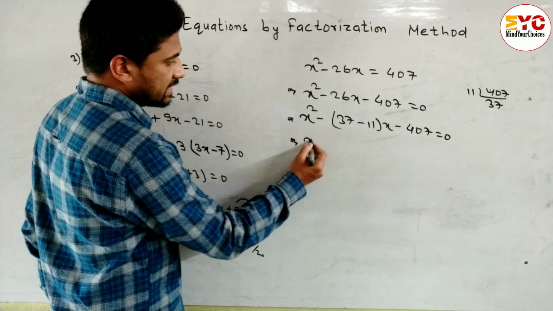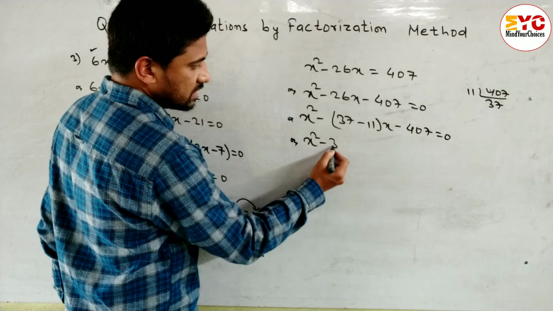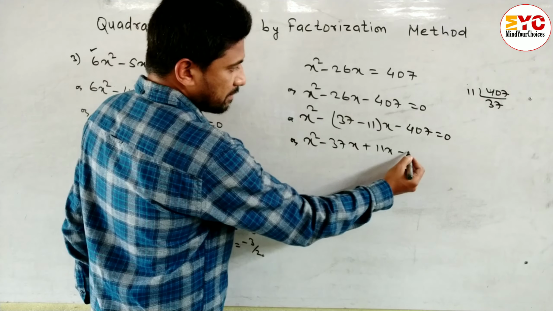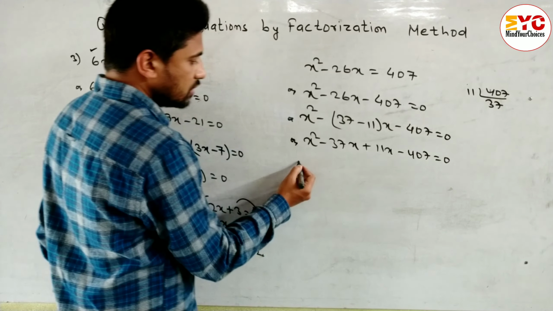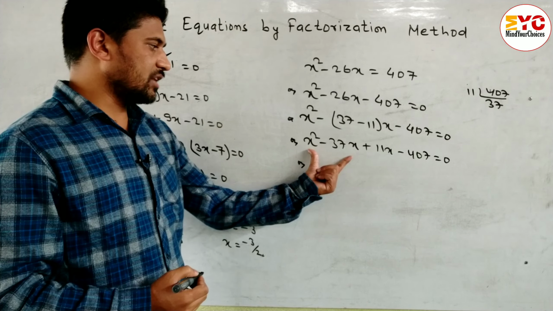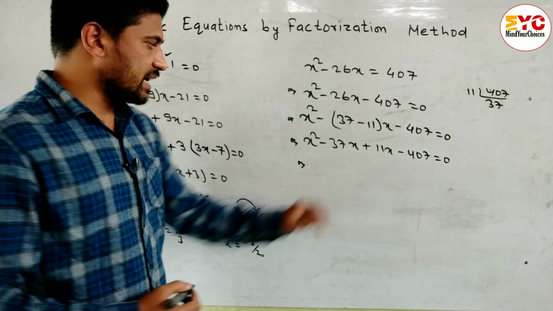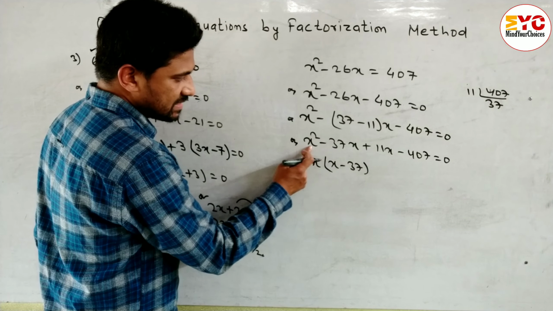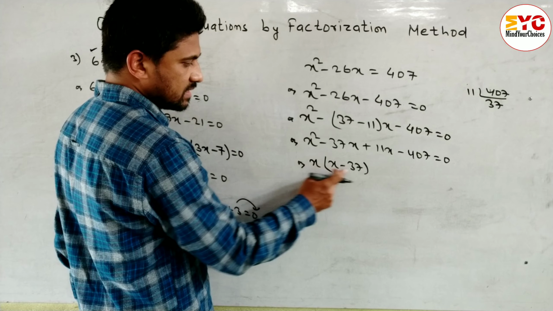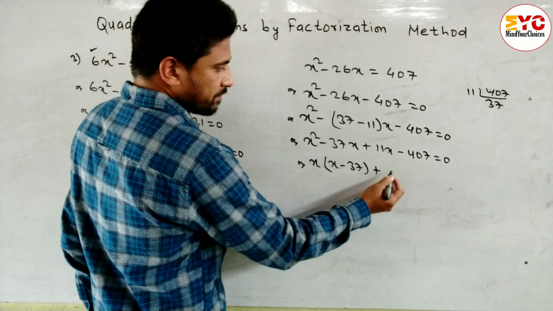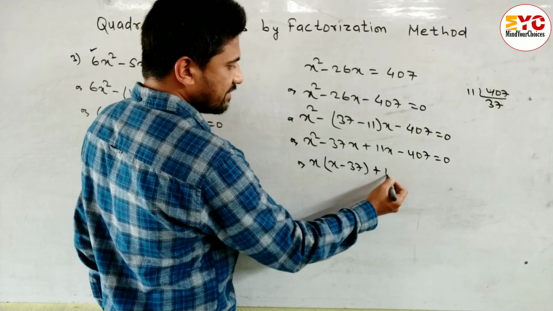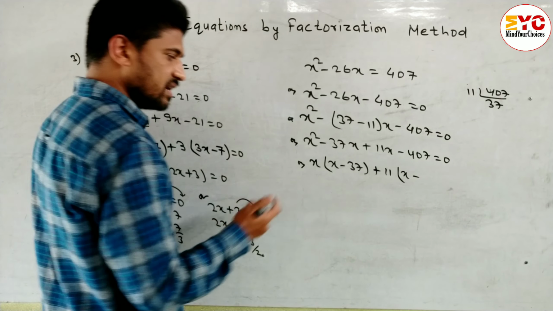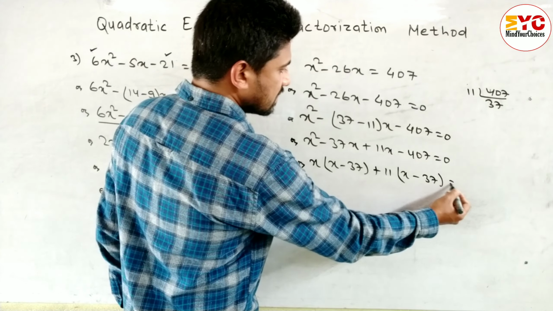Now we have to open the bracket: x square minus 37 into x, 37x, plus 11 into x, 11x minus 407 is equal to 0. After this, from here we have to take common. Here is x square minus 37x. You can take x common, remaining x minus 37, because x into x is x square, minus x into 37, 37x. Now again we can take 11 common, remaining x minus 11 into which number will it be 407? Definitely 37 is there, 37 is equal to 0.